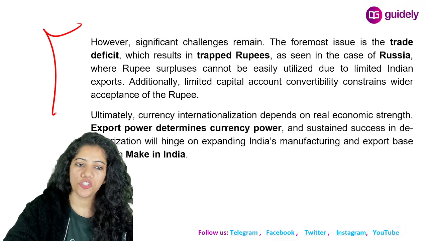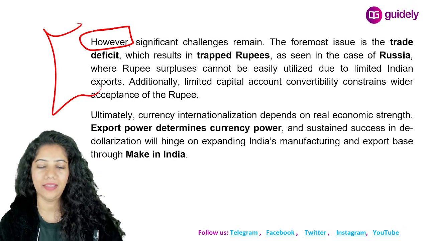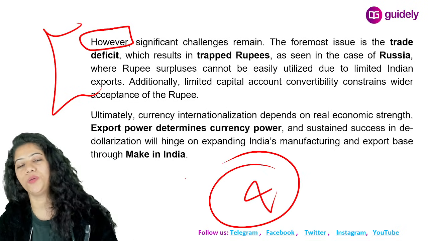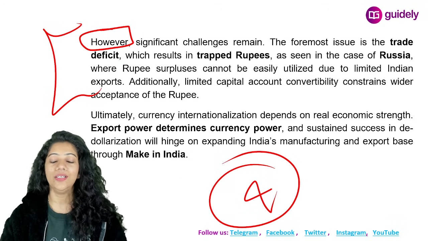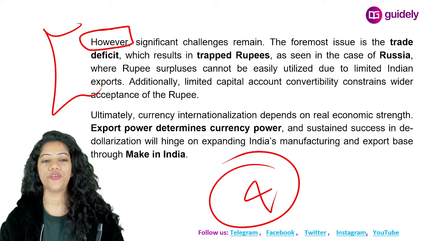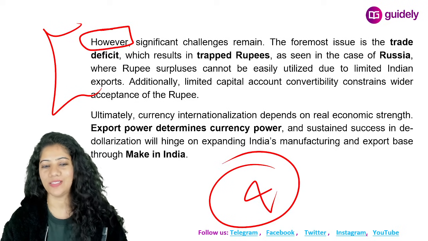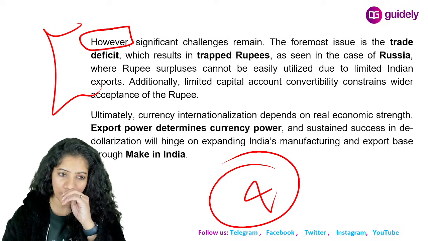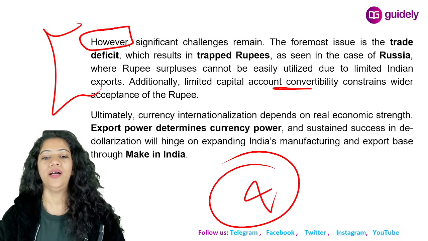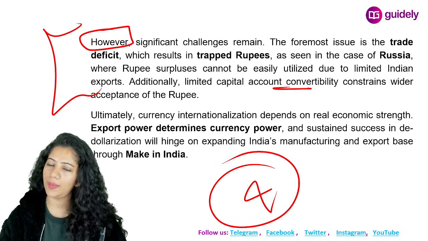Next para is about the challenges. So please always connect with some good connectors, and these words are super important in your essay. You need to use at least 4 conjunctions. Super important these words are. The significant challenges remain. The foremost issue is a trade deficit, which results in trapped rupees, as seen in the case of Russia, where rupee surpluses cannot be easily utilized due to limited Indian exports. Additionally, limited capital account convertibility constrains wider acceptance of the rupee. Pros and cons both are done.